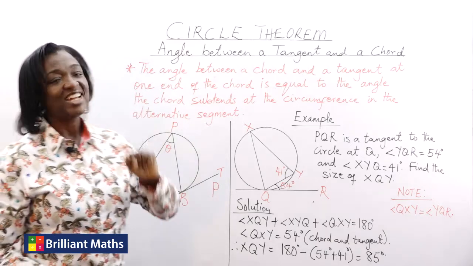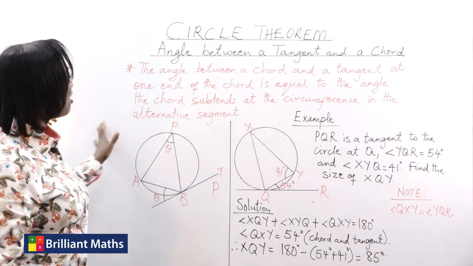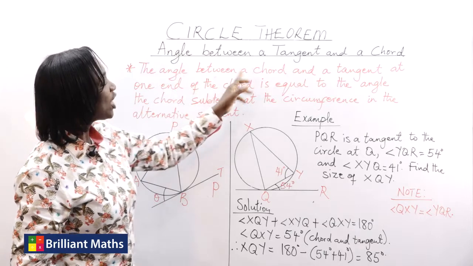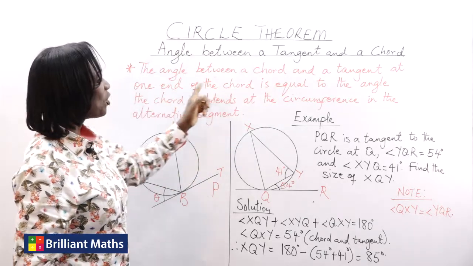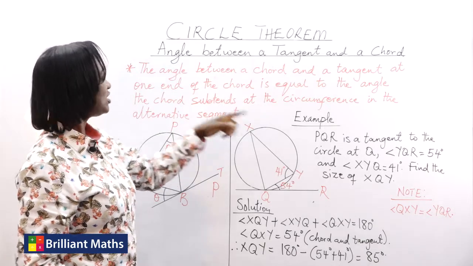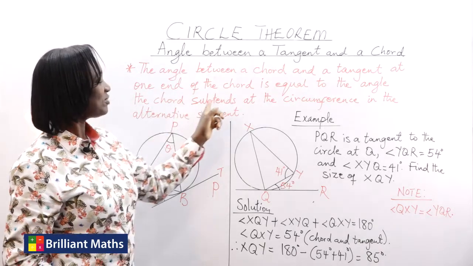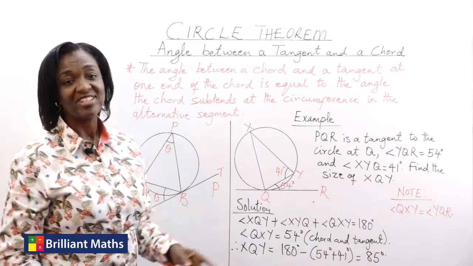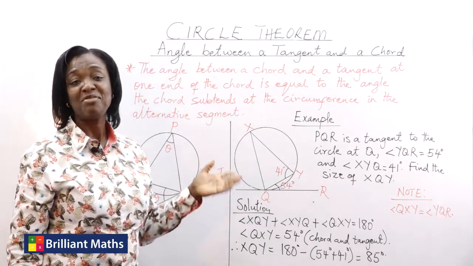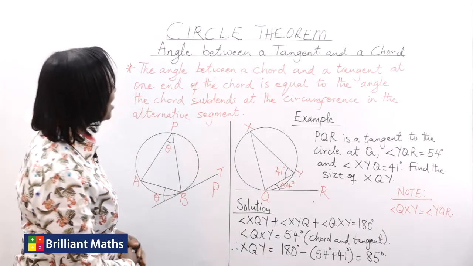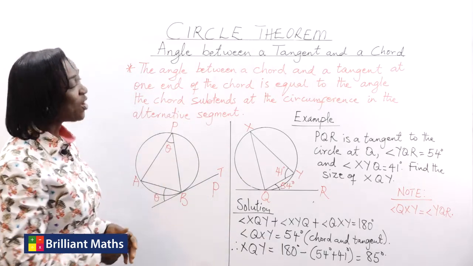Angle between a tangent and a chord. The theorem says that the angle between a chord and a tangent at one end of the chord is equal to the angle the chord subtends at the circumference in the alternative segment. What does that even mean? The angle between a chord and a tangent.